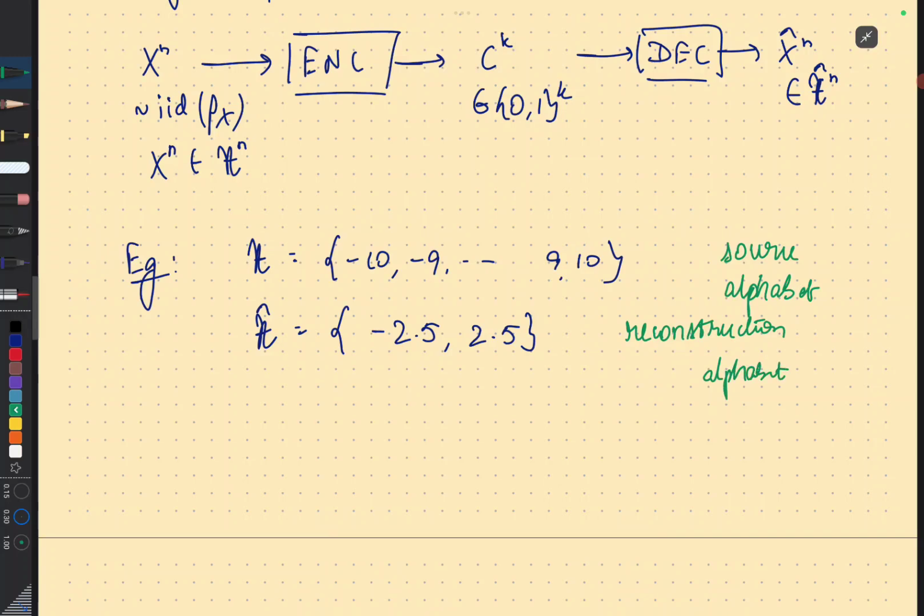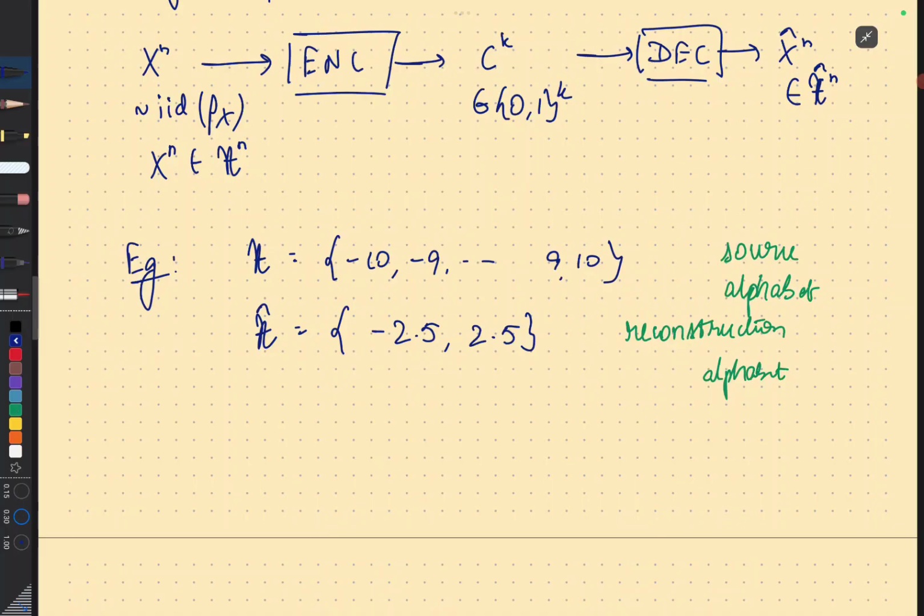This is just a generalization. Sometimes the reconstruction alphabet could also be equal to the source alphabet, or maybe it could be a subset of the source alphabet. It depends. It varies from application to application. But this is the most general form. We will allow x hat to potentially be different from x.